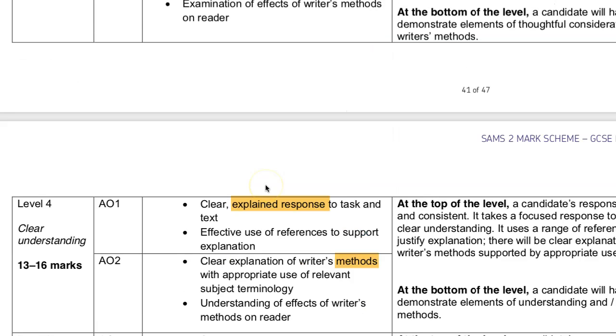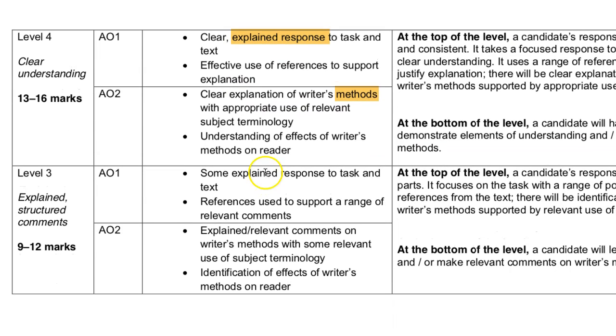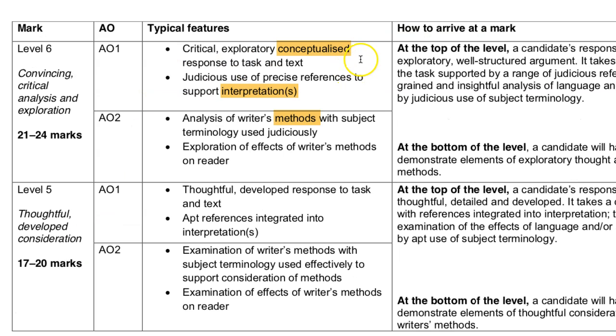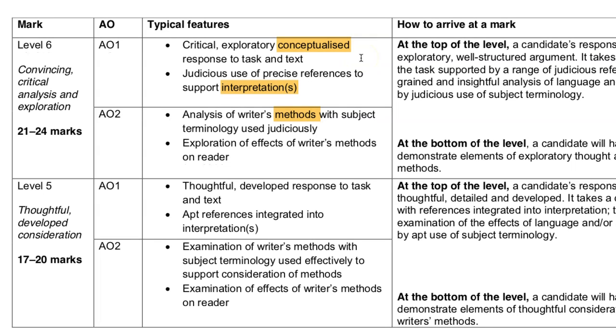Now, if we come down to level 4, and this is where grade 5 and grade 6 live, you only need an explained response. You still need methods, but your response only has to be explained. It doesn't have to form an argument, a point of view that you're trying to prove. So as soon as you start relating things to the writer's point of view, then you're automatically bumped up to the top of the mark scheme. That's what I mean by this not being a very difficult thing to do.